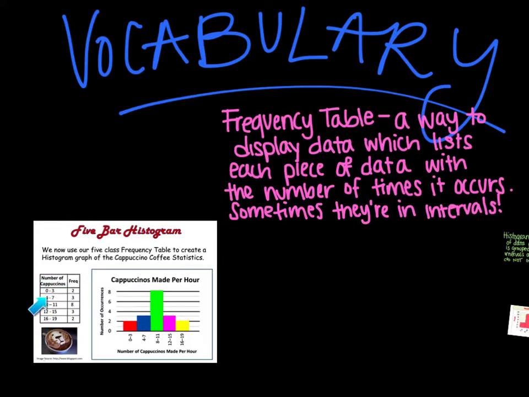And then if you look, it says 0 to 3, and then 4 to 7, 8 to 11, 12 to 15. Those are the intervals that you see. Most of the time they are there. Sometimes they don't have to be, though. And then the frequency is how many times that occurs.